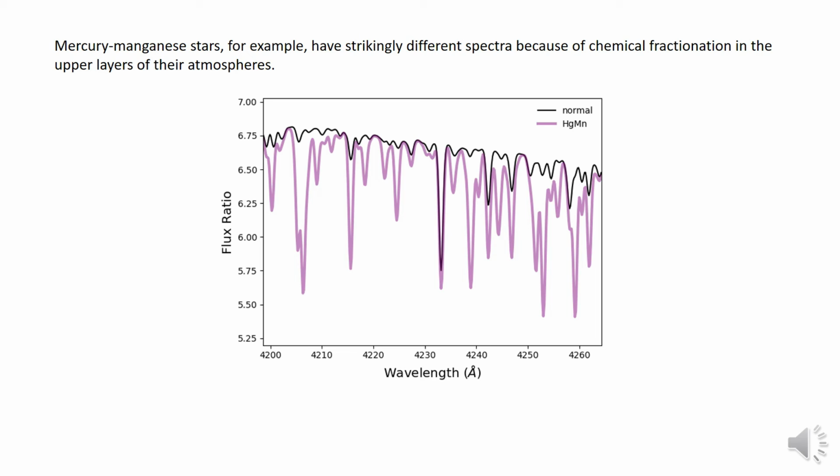And the peculiarities in their spectrum are pretty strong. So here's an example of a black normal star and then a purple mercury-manganese star. And you can see there are quite a few more absorptions due to the enhanced abundances in these chemically peculiar stars.